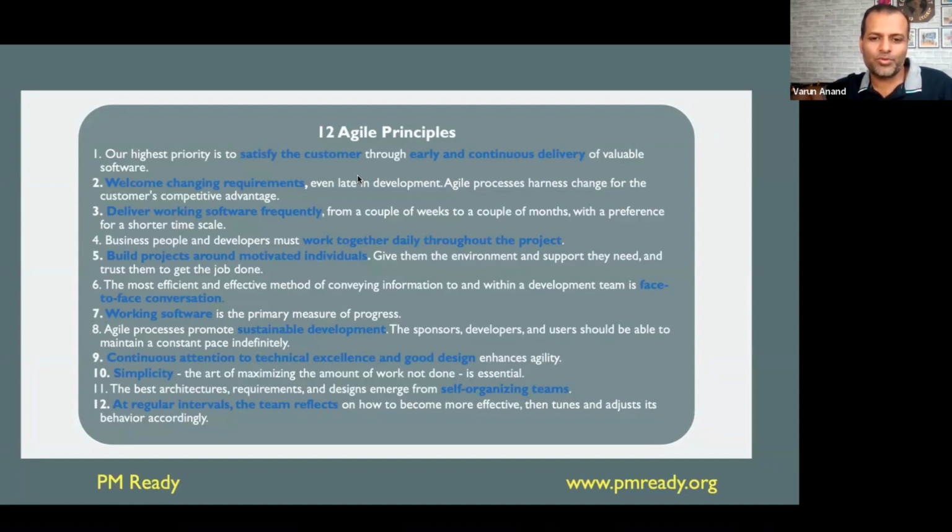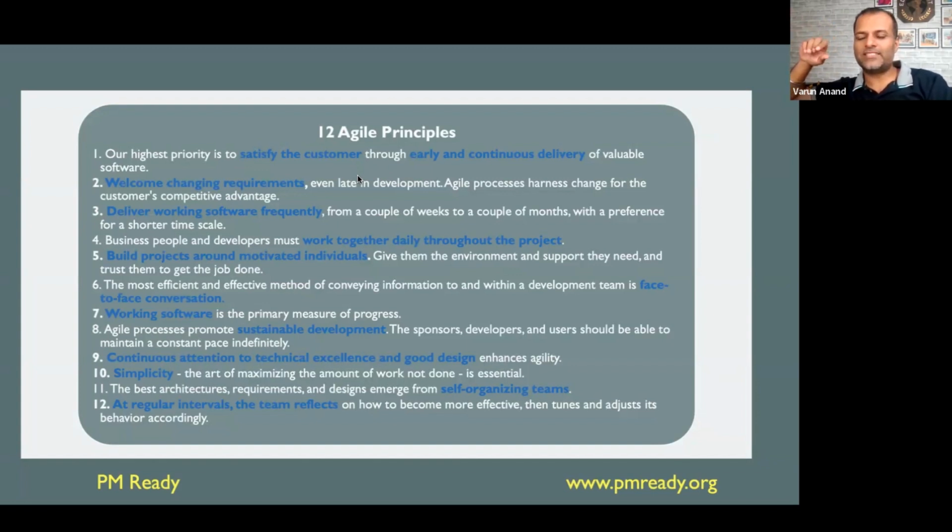Agile processes promote sustainable development. The sponsors, developers and users should be able to maintain a constant pace indefinitely. Yes. So what do we mean by sustainable development? For example, let's say on your project there are 100 requirements, just as an example. In the first few sprints, which is an agile word, think of it like your complete project is divided into two-week sprints.